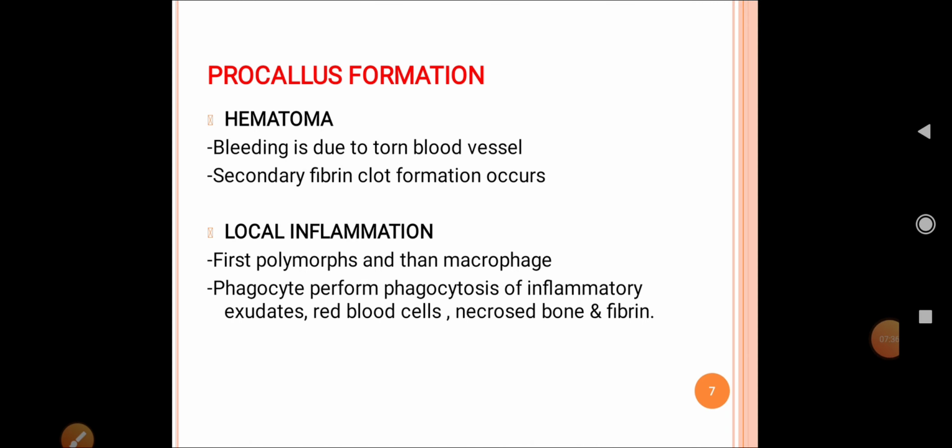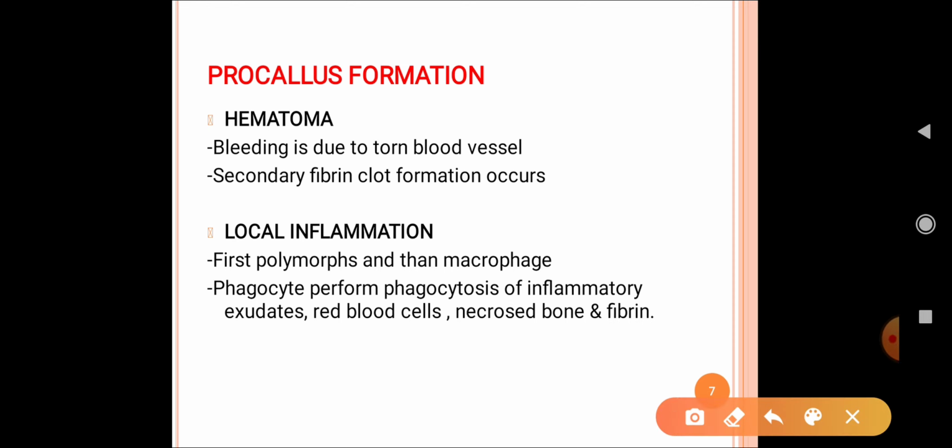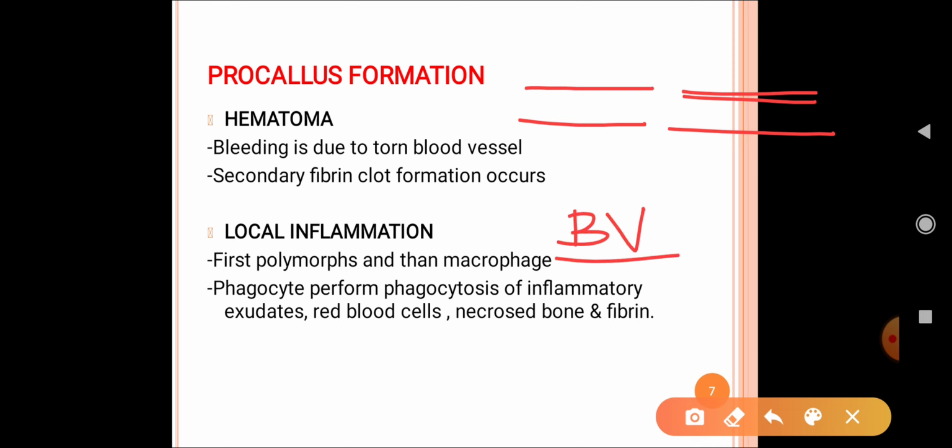Okay guys. So the first stage of fracture healing is procallus formation. Suppose you are having a fracture in the bone here, then what will happen? Just imagine, because of the fracture, because of the break in continuity, your blood vessels will get torn and damaged. So because of damage to the blood vessels, you will have a collection of blood here, and that is known as hematoma formation. So the procallus process will start with hematoma formation.